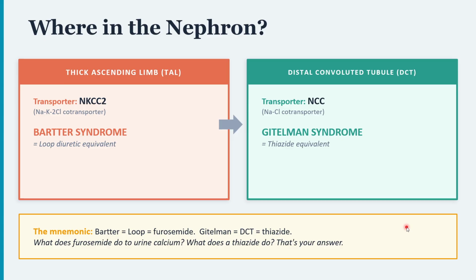Here's the key. Think about what furosemide does to urine calcium, and think about what thiazides do to urine calcium. Furosemide increases urine calcium. It causes hypercalciuria. Thiazides decrease urine calcium. They cause hypocalciuria. And that is the calcium trick.